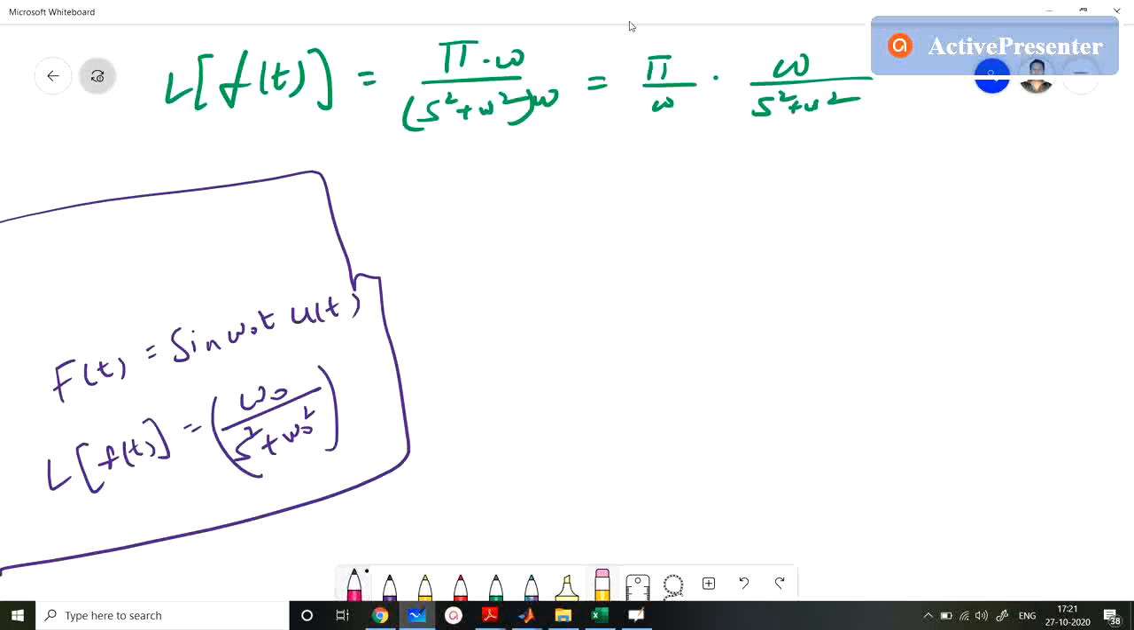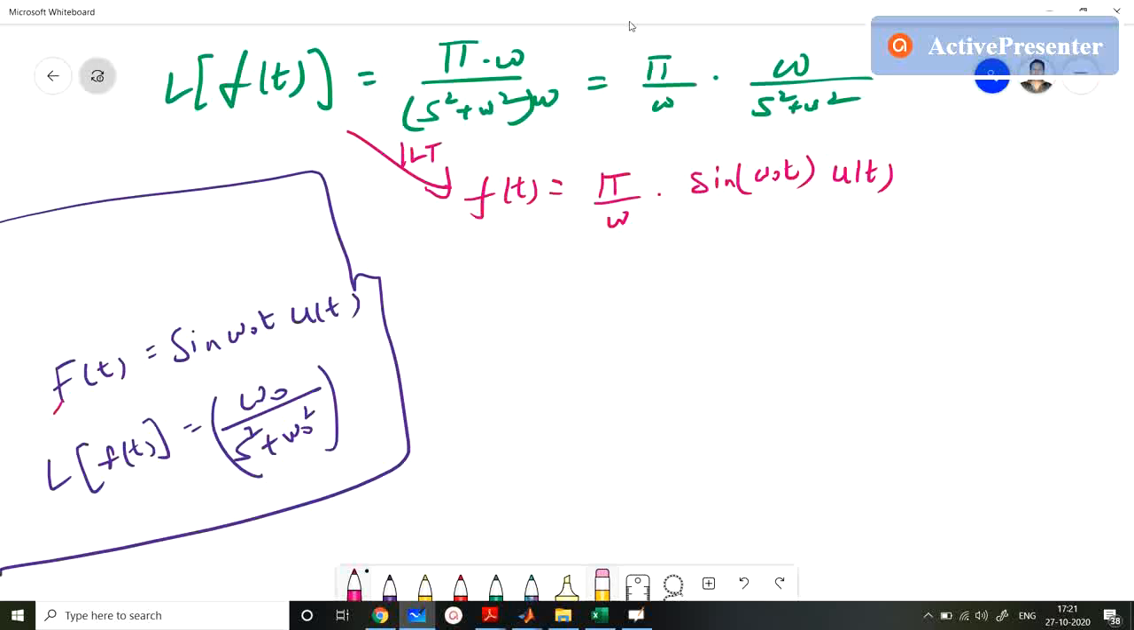So if f(t) is sin omega naught t into u(t), then the Laplace transform of this f(t) is omega naught divided by s square plus omega naught square. So we can use this relation. Taking the inverse Laplace transform of this expression, what will we get? We will get pi divided by omega times sin omega naught t into u(t). This is our f(t) that we get.